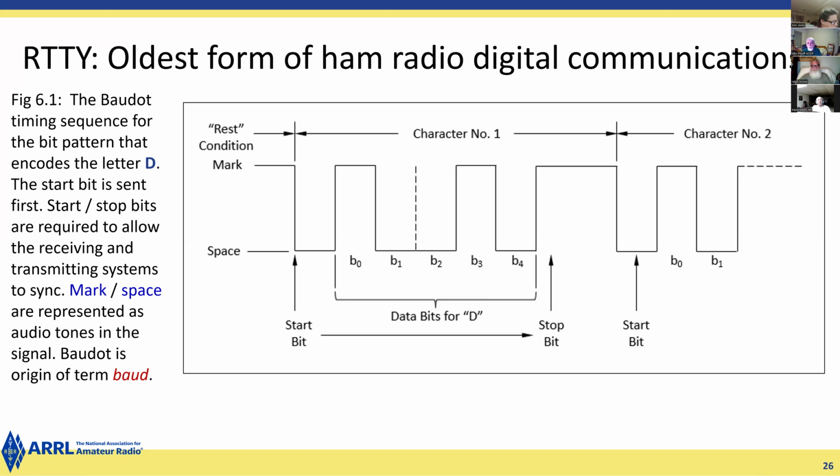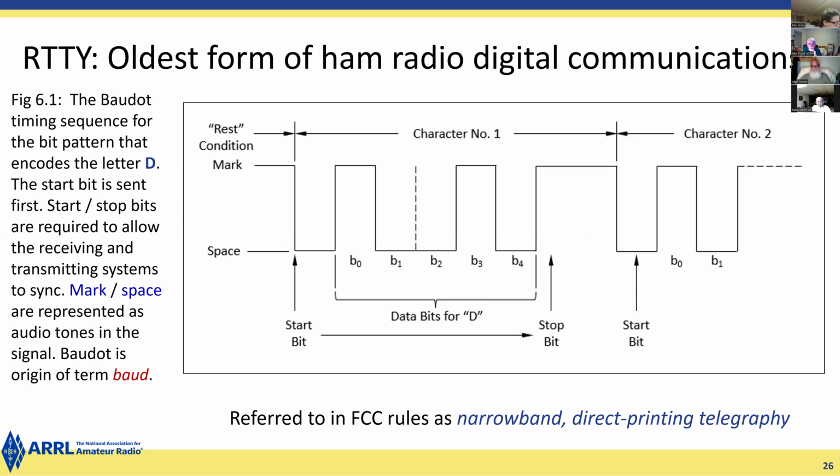But the idea is when you're sending radio teletype, the start of a character is always a space and the end of a character is always two stop bits. And that's usually enough information to synchronize the transmitter and receiver so that the receiver doesn't start decoding in the middle of a character. The FCC has a special name for it, narrowband direct printing telegraphy.